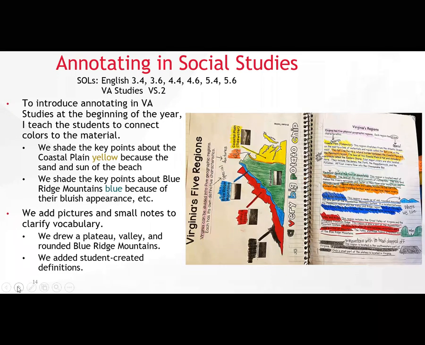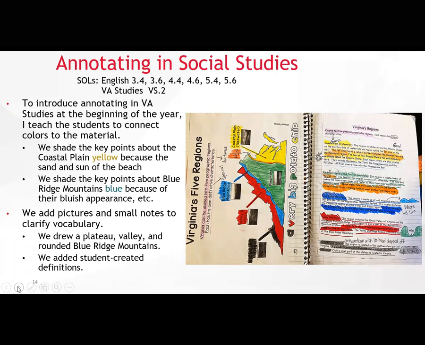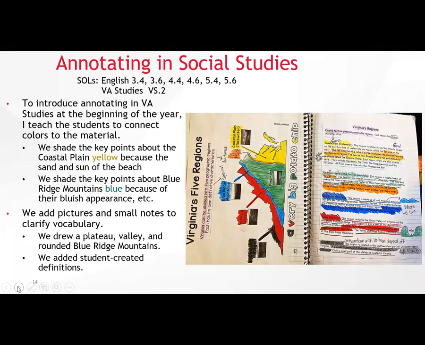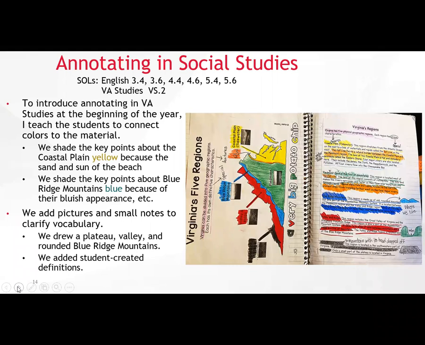The same thing with another region like the Blue Ridge Mountains. We color that blue because the Blue Ridge Mountains have the bluish appearance. So we'll color code on the notes and then also on the map next door. And then if I give them a silly saying or something to remember it, like a very big potato chip, then they'll color the B for the Blue Ridge Mountains so it all connects together.